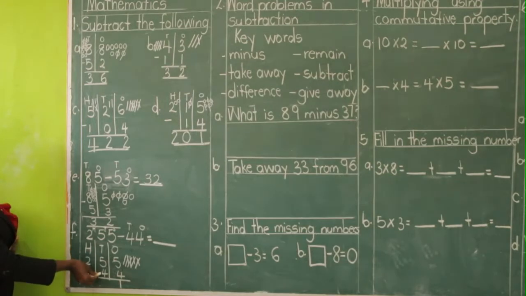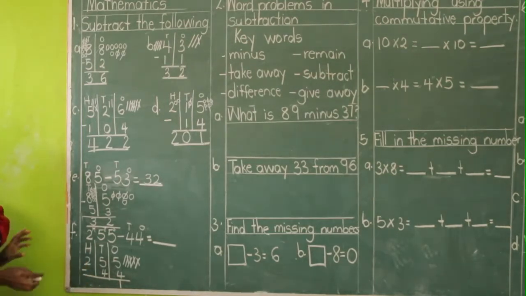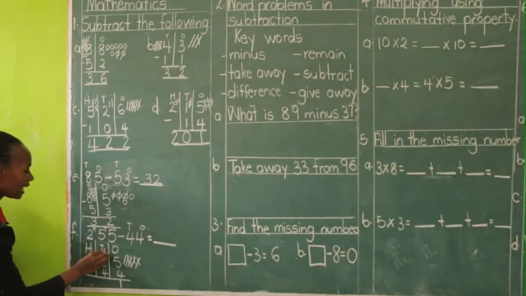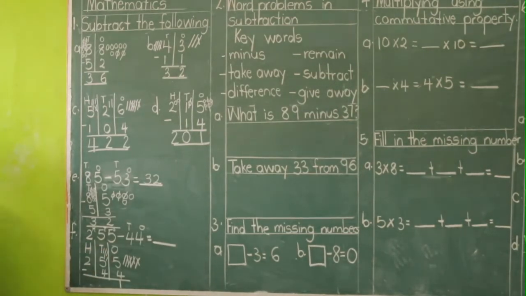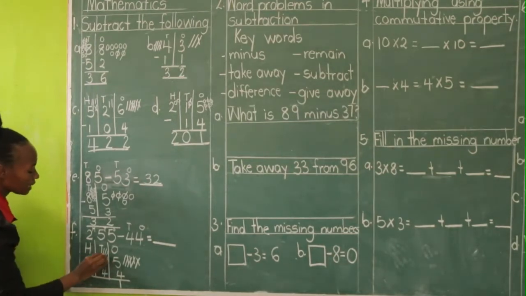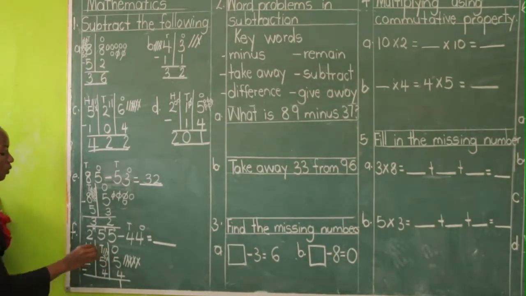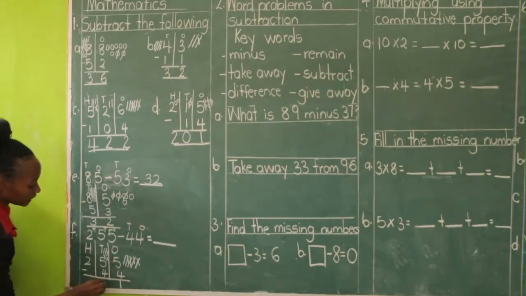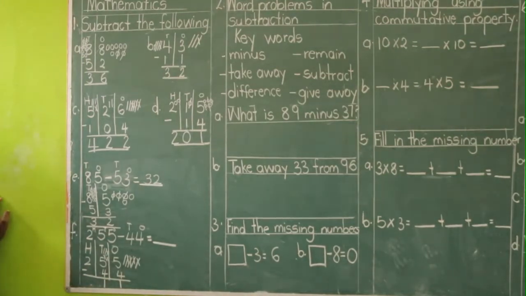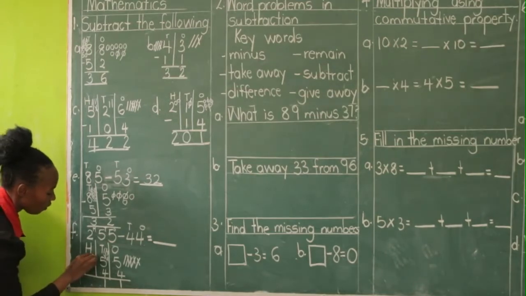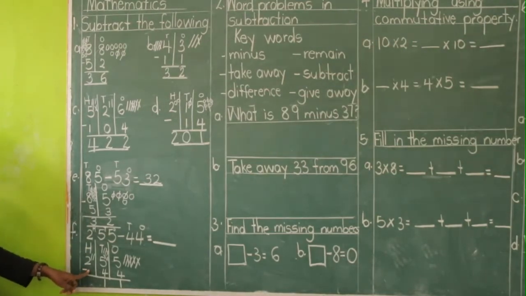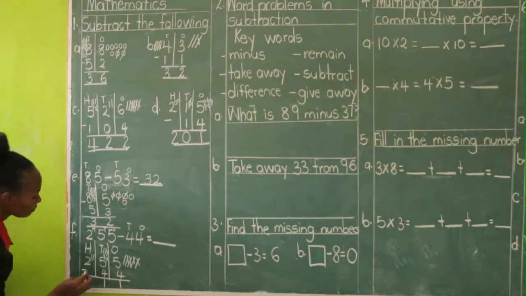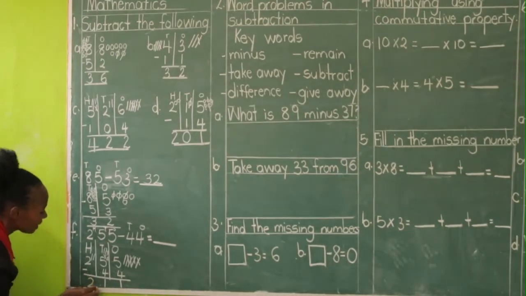It is 5. Take away 4 still. We draw 5 sticks. 1, 2, 3, 4, 5. We cross out 4. 1, 2, 3, 4. We remained with 1. I come to hundreds. There is 2. Take away nothing. Our answer is going to be, let's first draw 1, 2. Take away nothing. We've remained with 2. 2 take away nothing. It is 2.